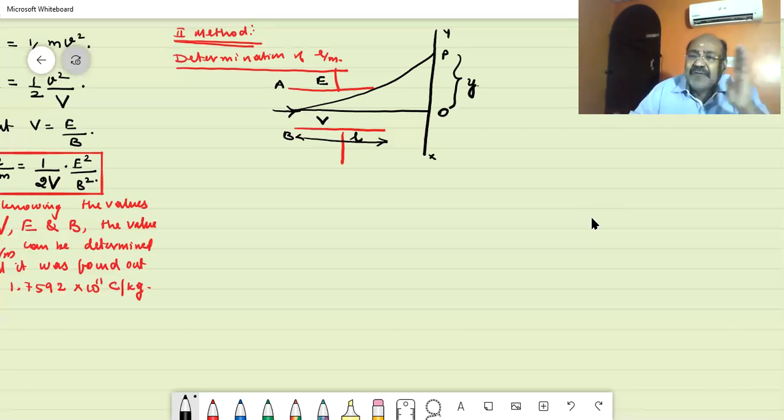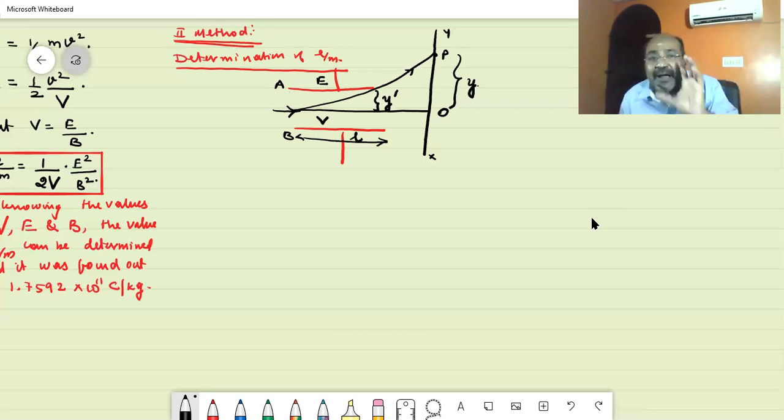But the electrical field gets over at this end. So at this end, the amount of deflection produced is taken to be Y dash. Beyond this Y dash, by inertial motion, the electron beam goes along this direction and strikes the point P. Here there is no deflection. The deflection is taking place inside the electrical field alone. So using this concept also, we can calculate the value of e by m.